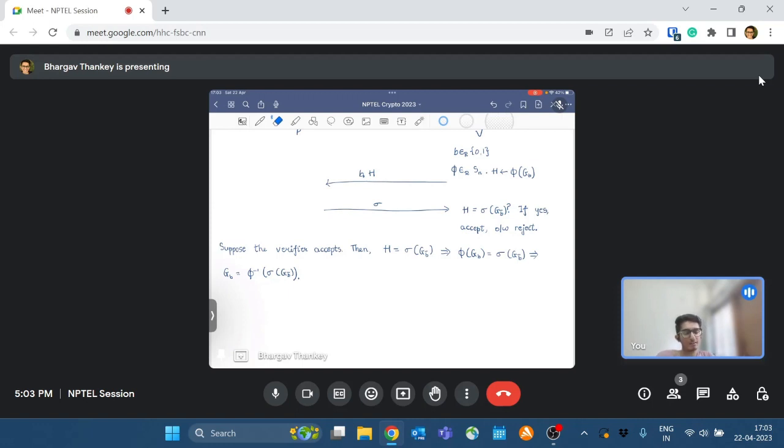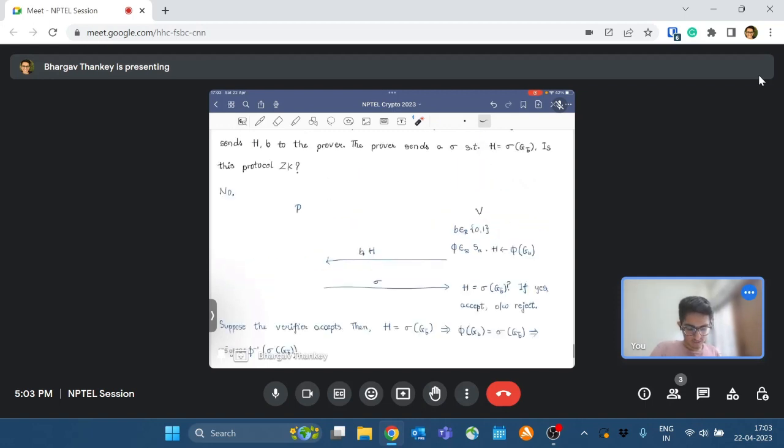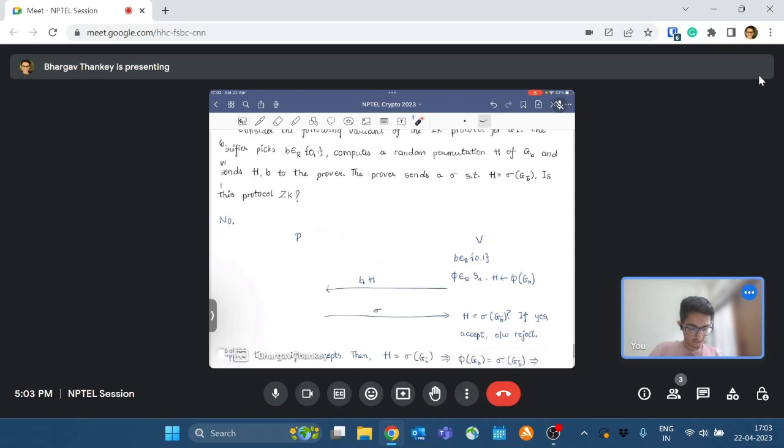And since the verifier knows phi, and since the verifier also knows sigma, the verifier can easily compute phi inverse sigma. And so after this protocol has been executed, the verifier does find out a permutation or an isomorphism that maps GB to GB bar. And so this protocol is not zero knowledge.